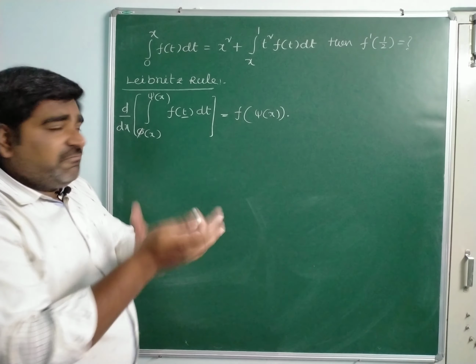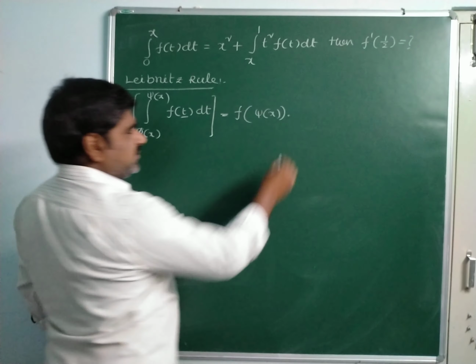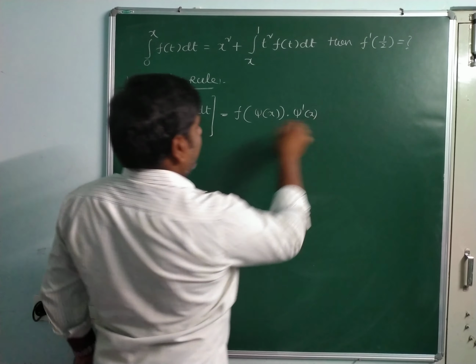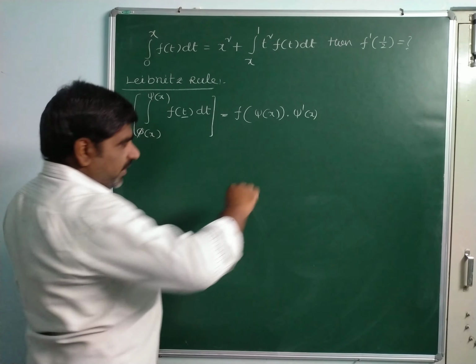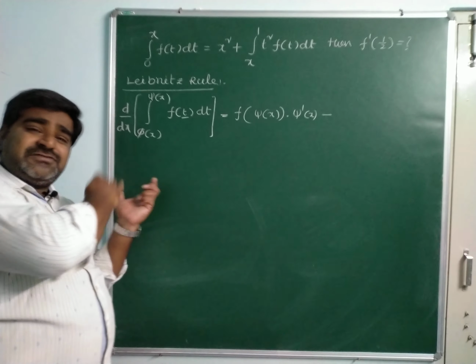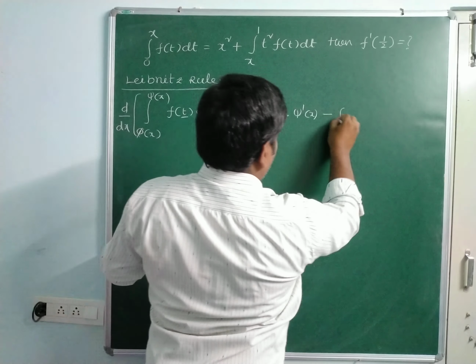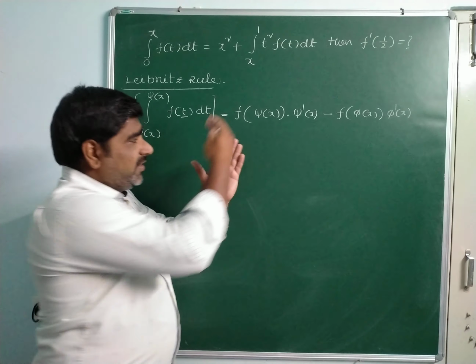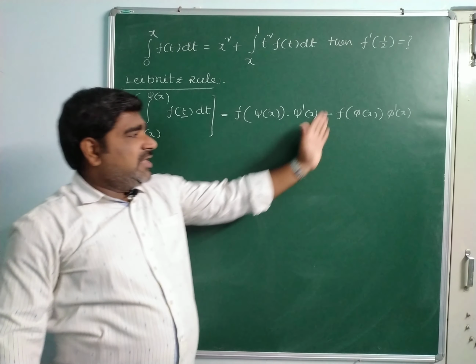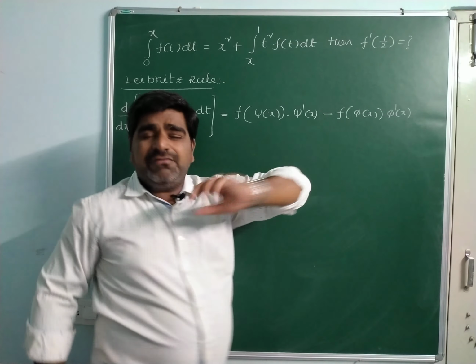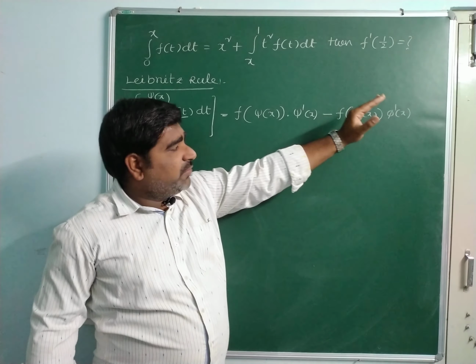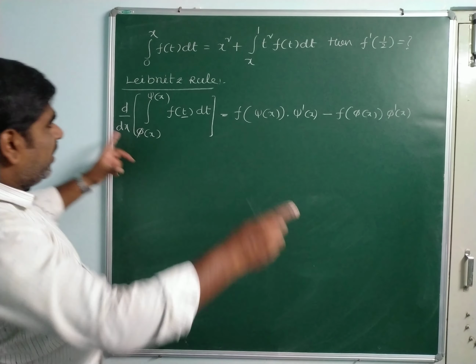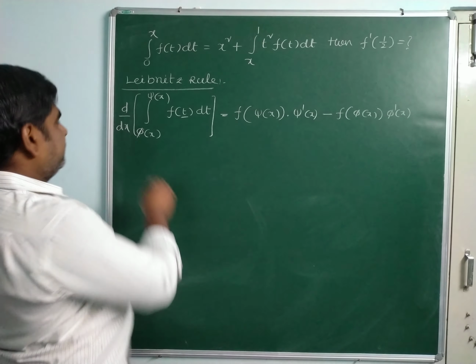After applying the upper limit, multiply by the derivative of the upper limit: f of psi of x into psi dash of x, minus, apply the same process for the lower limit: f of phi of x into the derivative of the lower limit. So very simple: f of upper limit into derivative of upper limit, minus f of lower limit into derivative of lower limit. This is called the Leibniz rule.